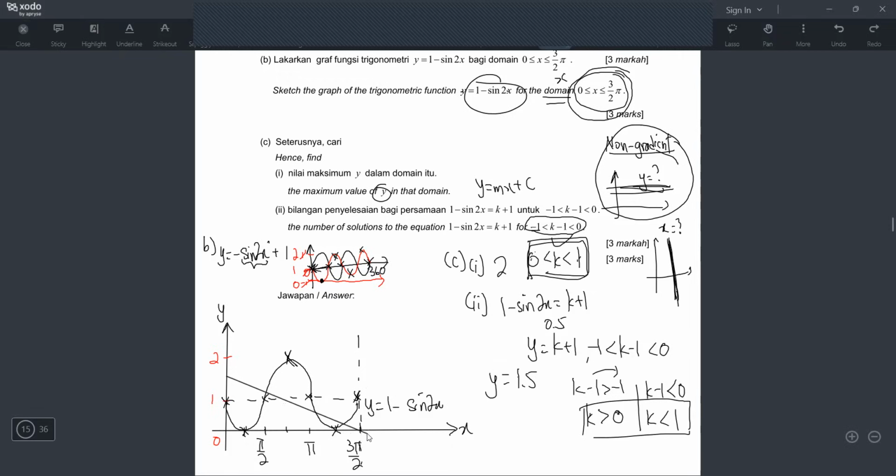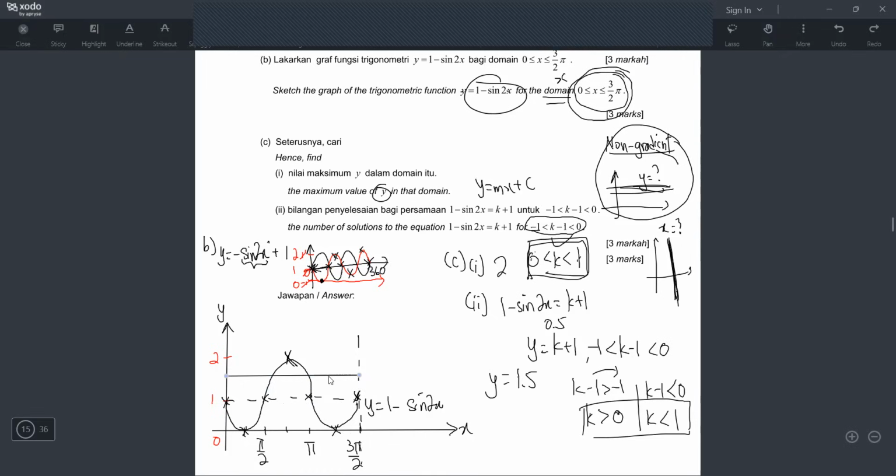It will not be like this, it will not be a slanted line, because I told you in the beginning already, this is a non-gradient line. If it's a line like this, the equation must have x. It must be y equals mx plus c, it must have x. But when the equation has y equals number or x equals number, then the line is definitely like this. So this is your line.